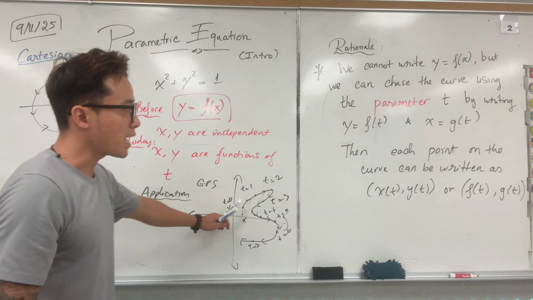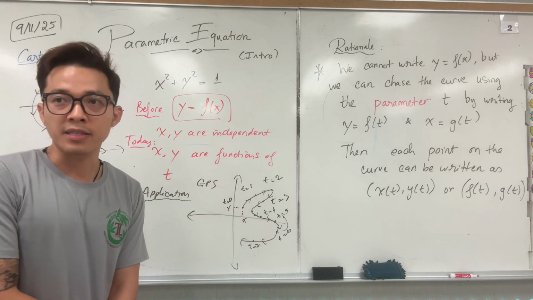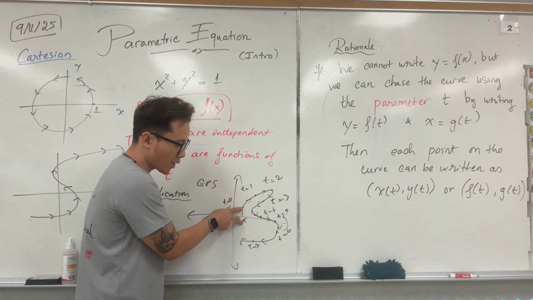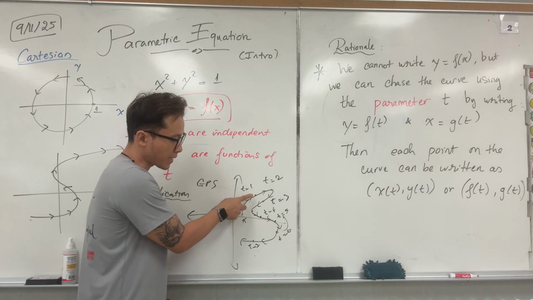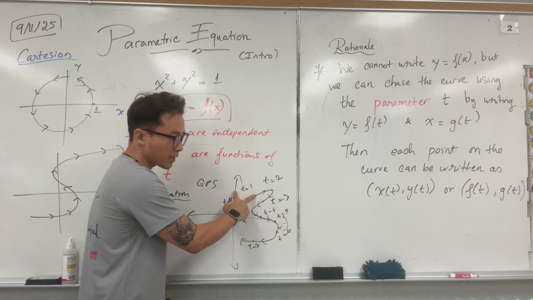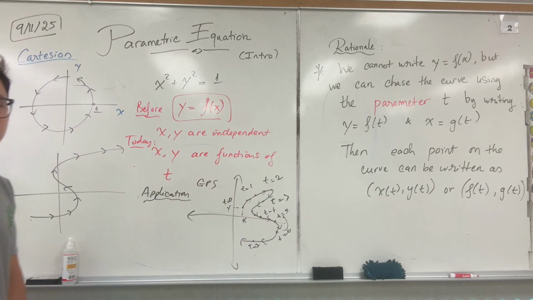So then you can change this by using a parameter t. T stands for time. You can think about time. For example, at time 0, x of 0 is some number, y of 0 is some number. At time 1, x of 1 is some number, and y of 1 is some number. So that you can change around the curve. That's the purpose. Does it make sense?